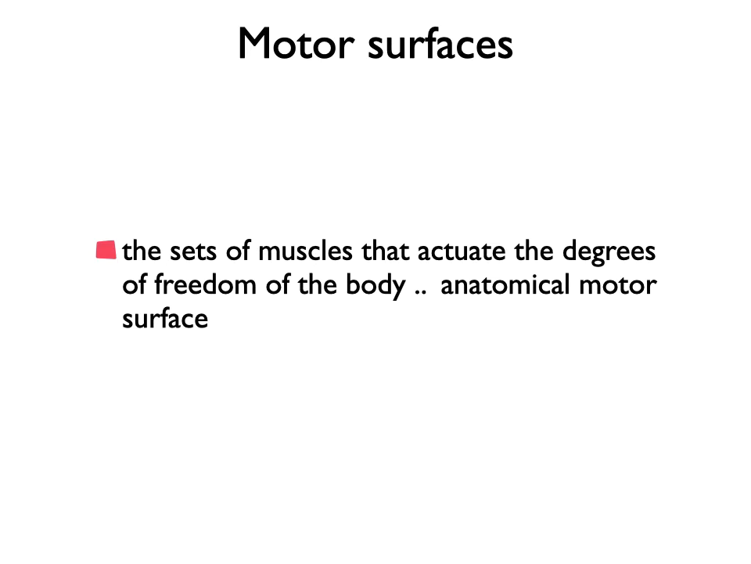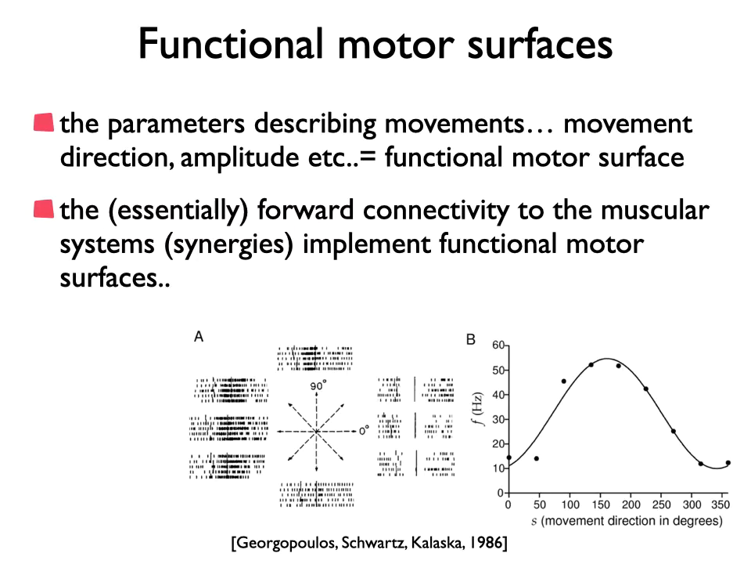For instance, you could think of all the muscles that actuate the degrees of freedom in the body as forming the anatomical motor surface. Again, it's actually a space. So there are about 780 muscles and maybe about 60, 70 joints, and you can think of that as spanning an anatomical motor space, and then subspaces would be relevant for a particular task. But then there are functional motor surfaces that describe the movements by movement parameters, the movements that you can make, for instance, movement direction of the hand in space or amplitude and so on. These are functional motor surfaces.